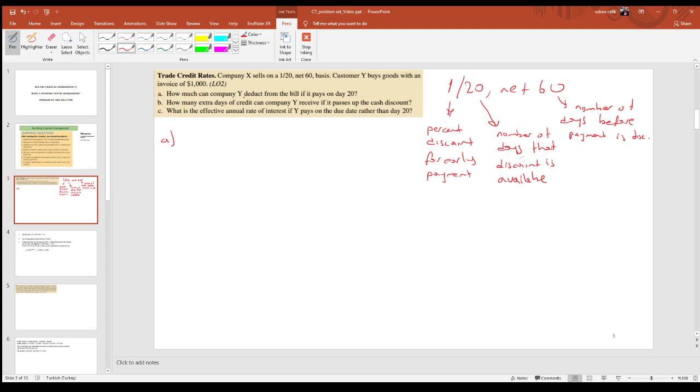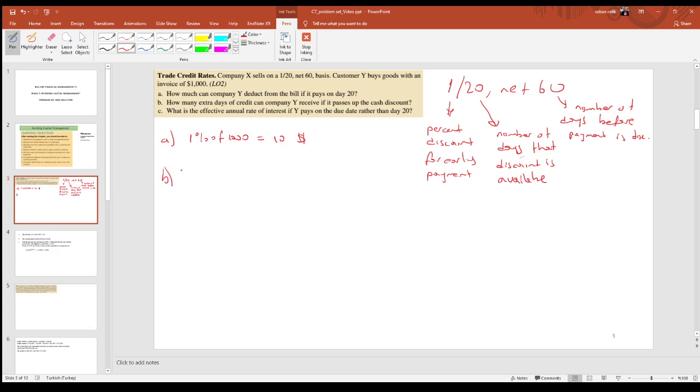All right. So A, how much can company Y deduct from the bill if it pays on day 20? Remember from this explanation, if the company pays either on the first day or at the end of the 20th day, they can benefit from this 1% discount. So a 1% discount on $1,000 is equal to $10.